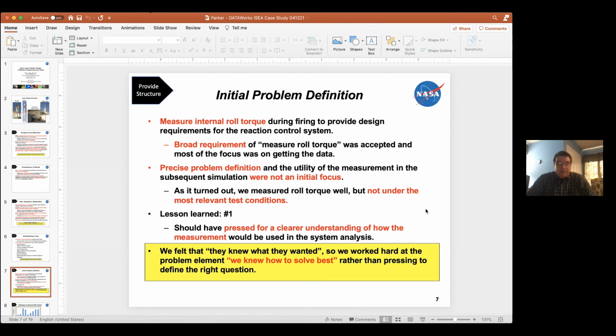And one of the lessons learned is that we should have asked more questions. We should have pressed for a clear understanding of exactly how that measurement was going to be used. And in the yellow box, I say, we felt that they knew what they wanted. And so we worked hard at what we knew how to solve best, which was to go get the data. And this is definitely stepping out of your comfort zone for a lot of people, but this is at the core of statistical engineering, is taking this time up front, the discipline, to define the right questions in an unequivocal way, in a measurable way. And that's definitely a lesson learned here.